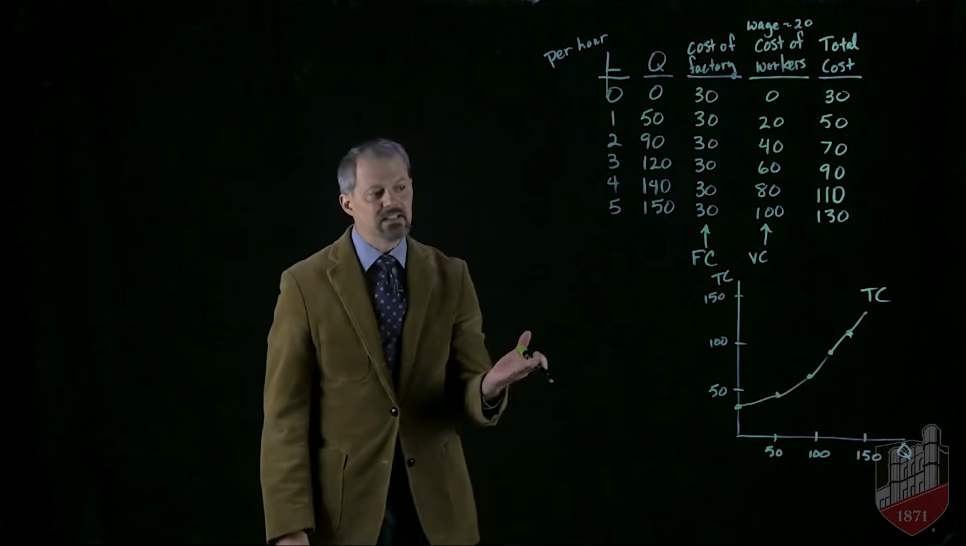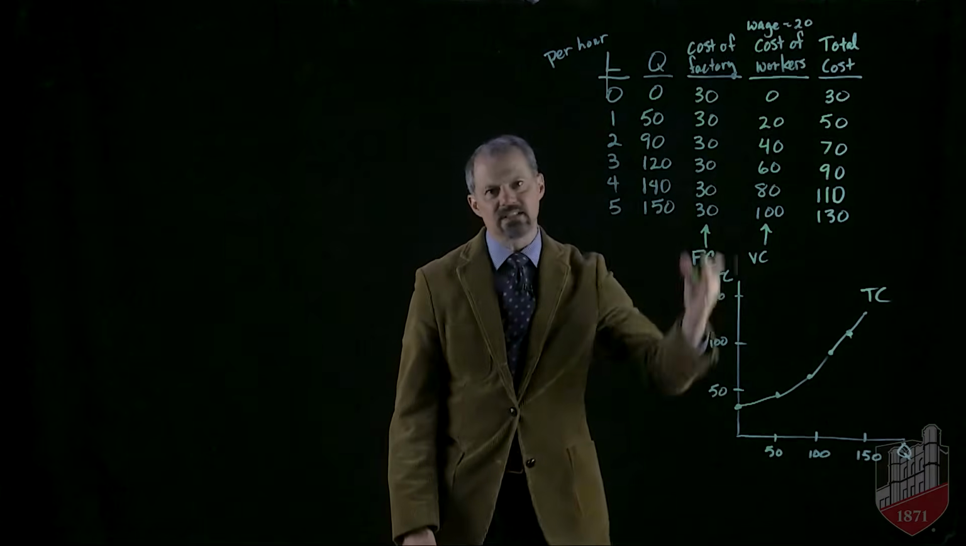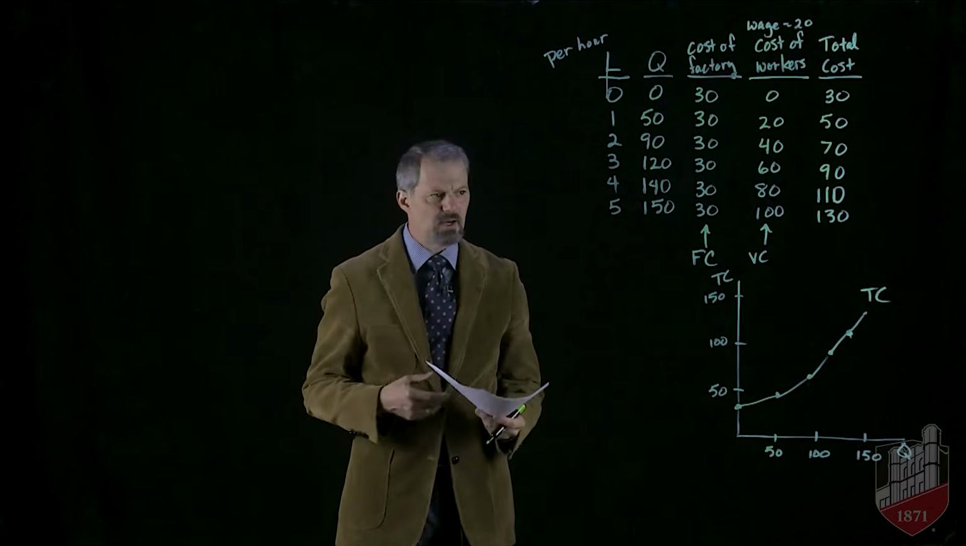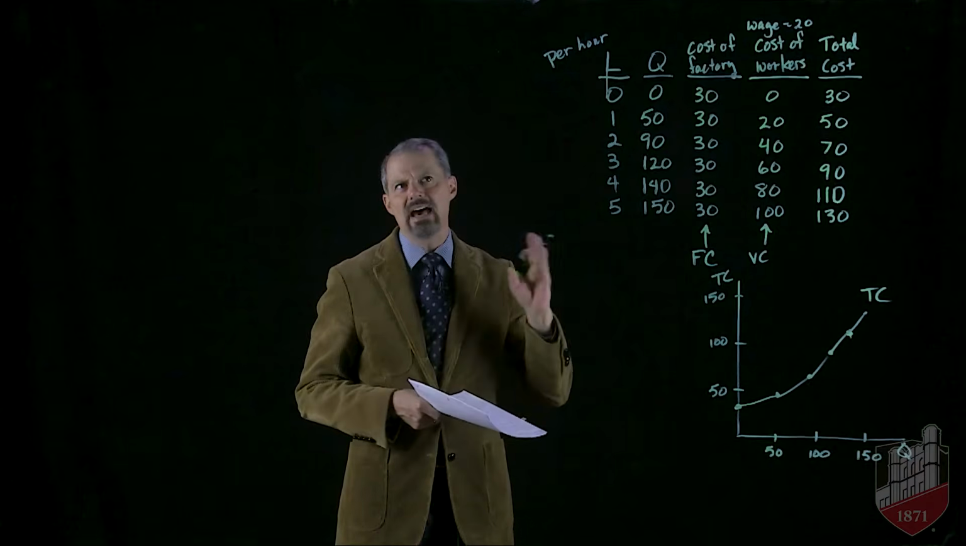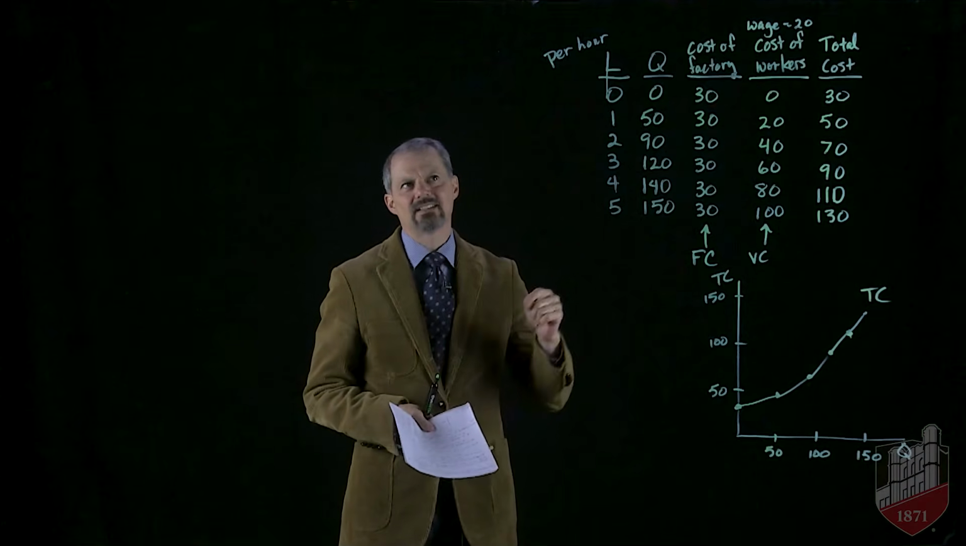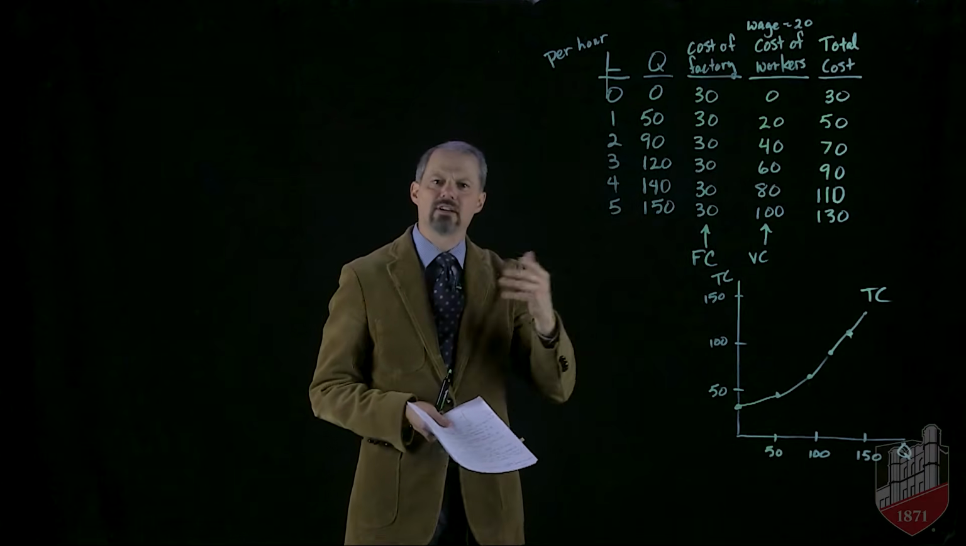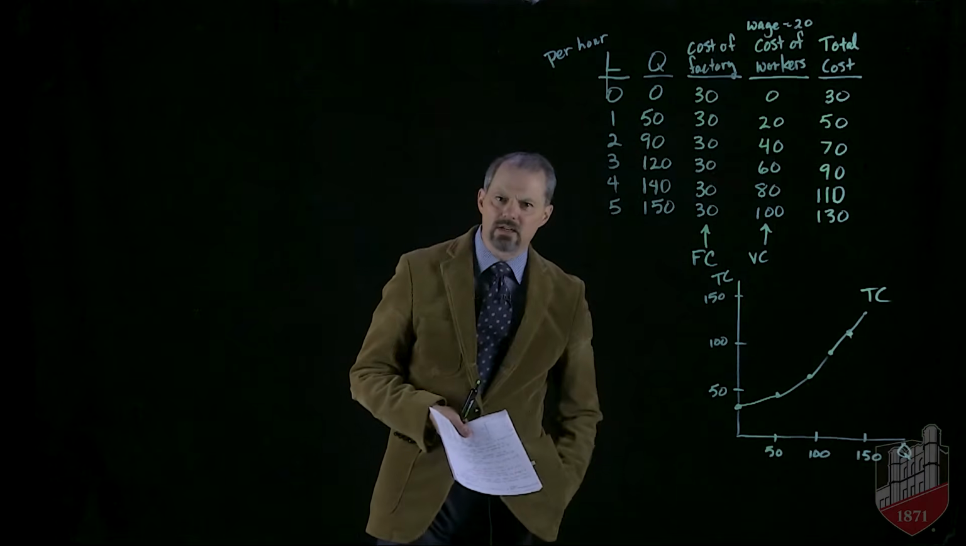You can see it's not linear. That thing's getting steeper and steeper. And we'll talk about that. Actually, let's talk about that now, because that happens for the exact same reason that our production function got flatter and flatter, and it was the law of diminishing marginal product.